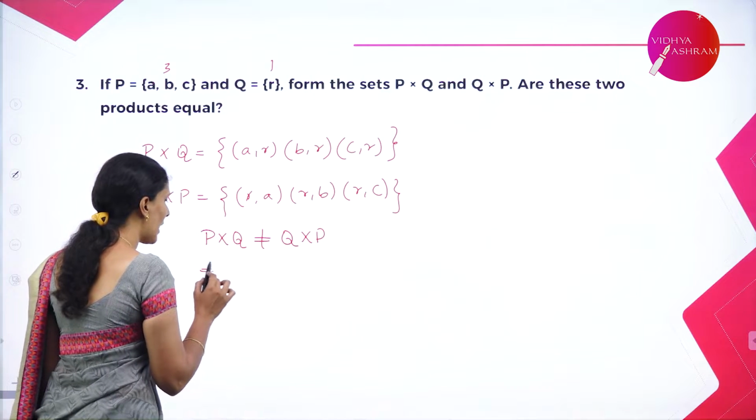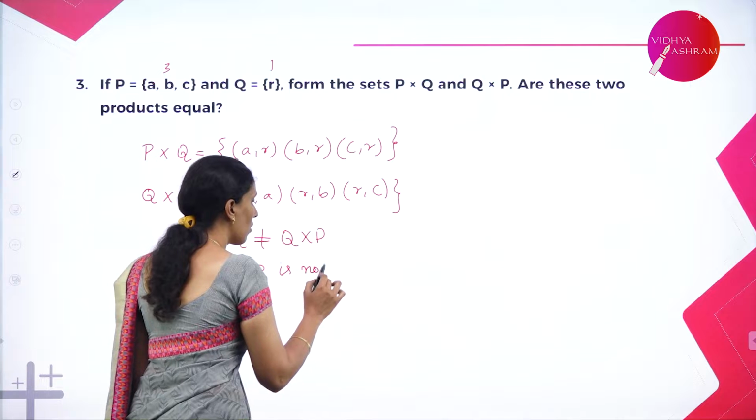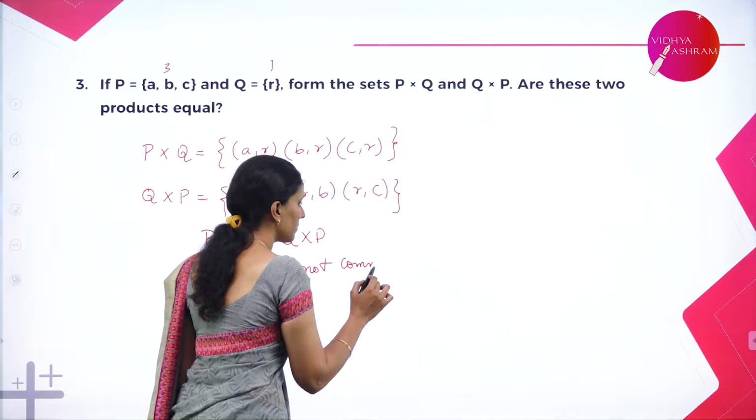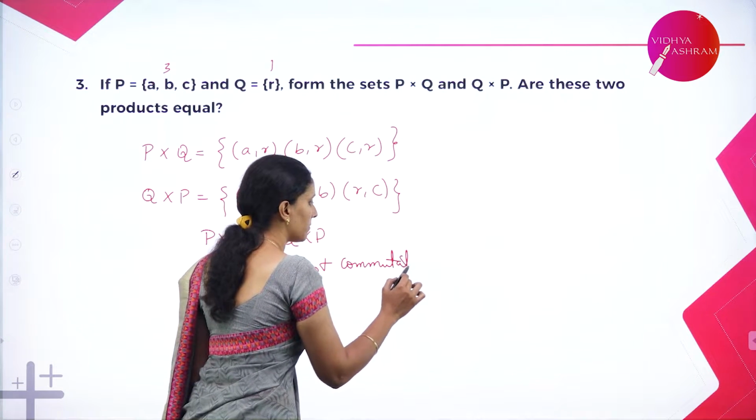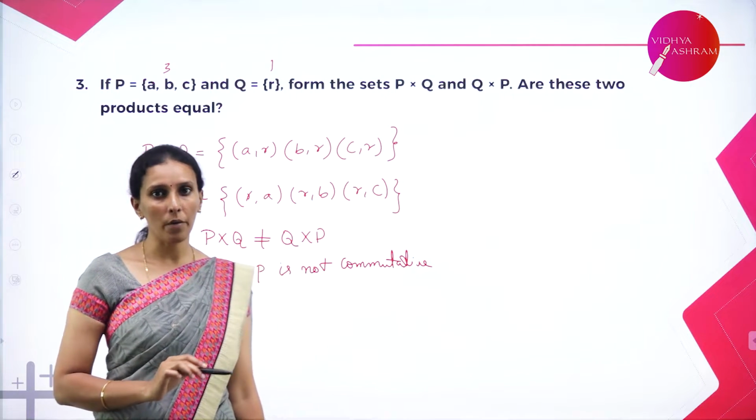So what does this imply? This implies the Cartesian product is not commutative. It doesn't obey the law of commutativity.